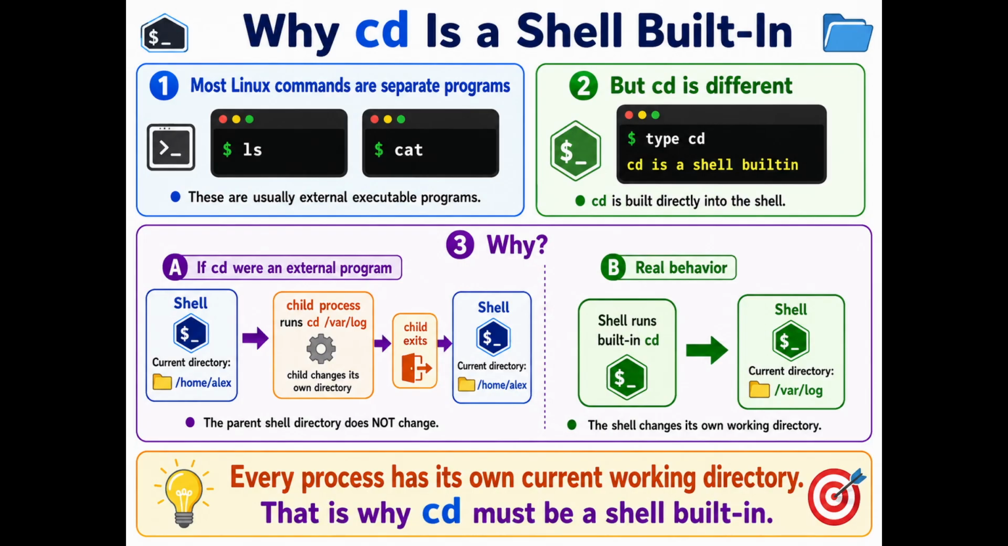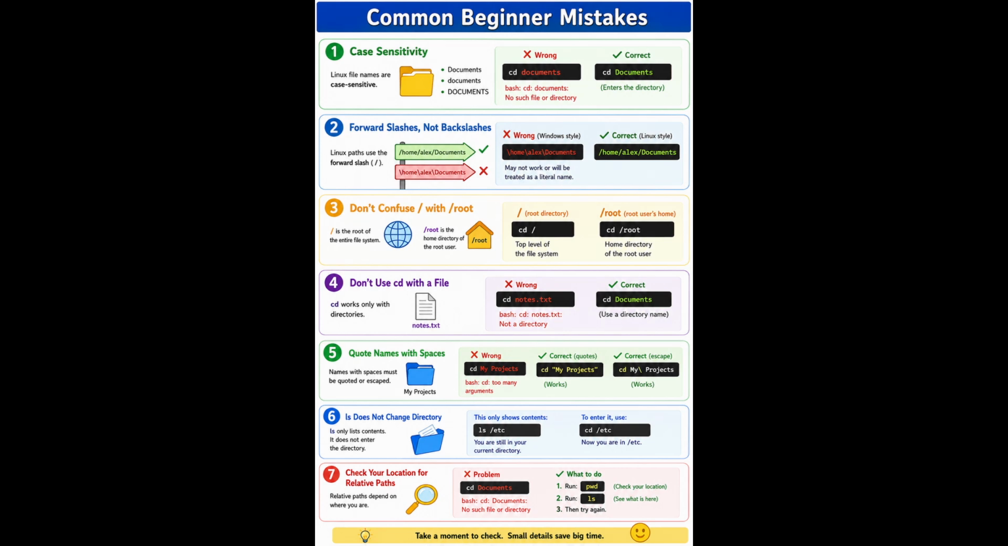Chapter 15: Common Beginner Mistakes. The first common mistake is forgetting that Linux file names are case-sensitive. These are three different names: documents, Documents, DOCUMENTS. If the directory is named Documents, this command may fail: cd documents. The second mistake is confusing forward slashes and backslashes. Linux paths normally use the forward slash: /home/alex/Documents. Windows paths often use a backslash.